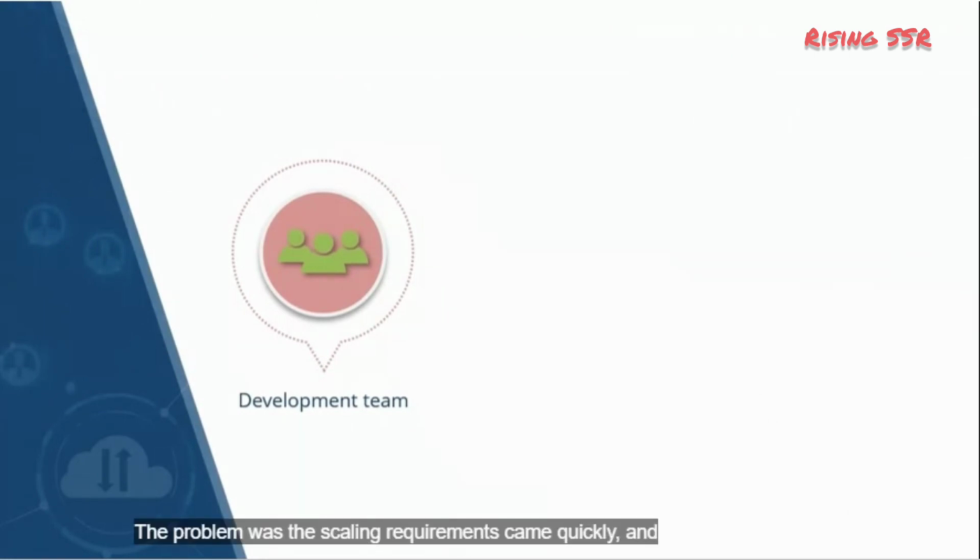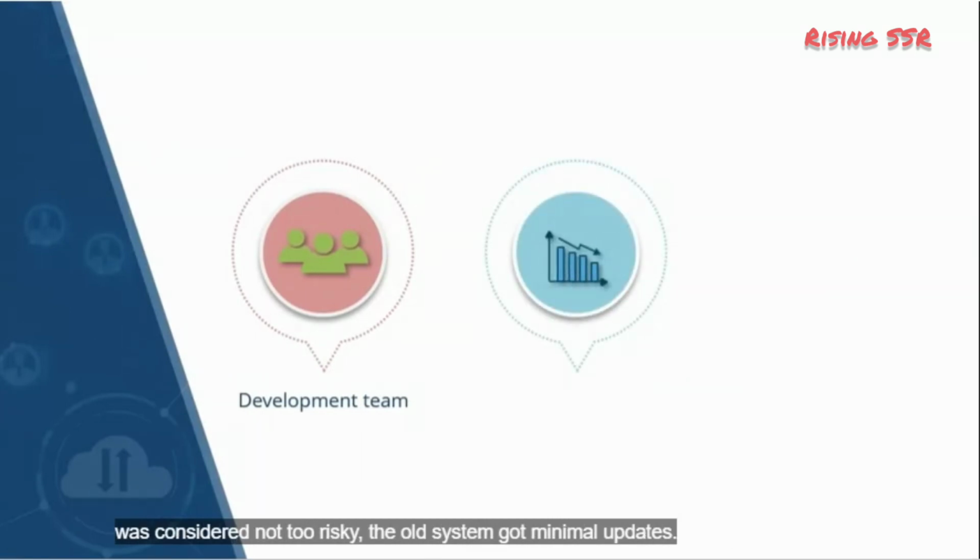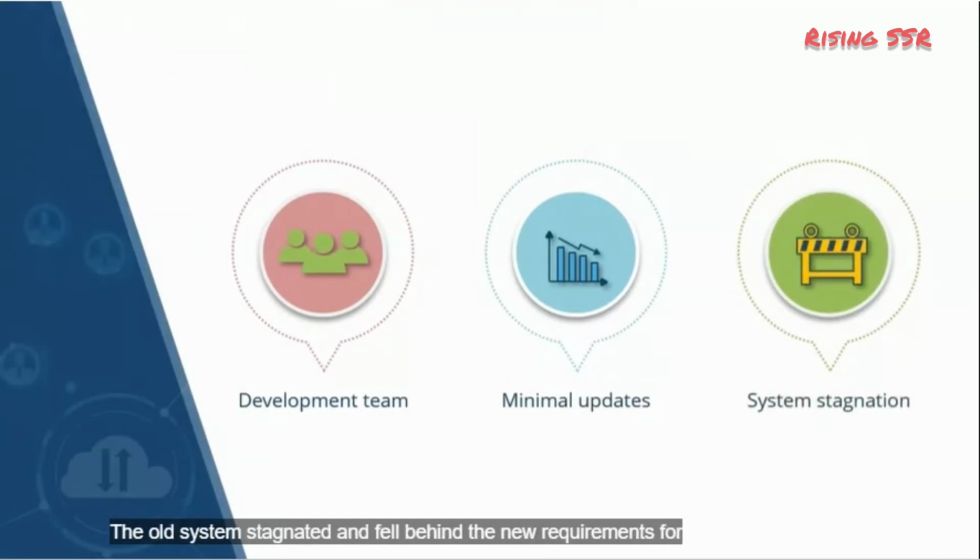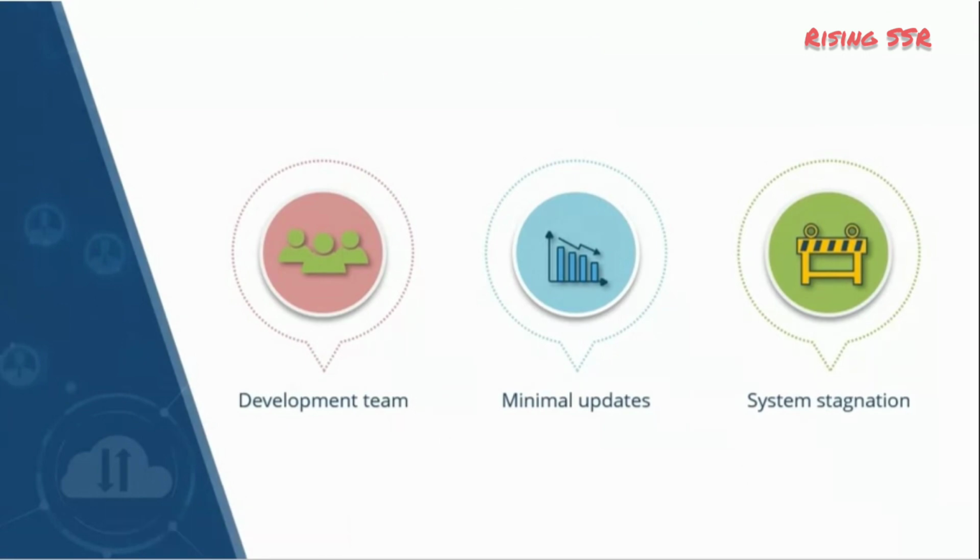The problem was the scaling requirements came quickly, and until the new service was ready, there was only the old service to manage these new scaling demands. Because the development team was only doing changes to the old system if it was considered not too risky, the old system got minimal updates. The old system stagnated and fell behind the new requirements for scalability.